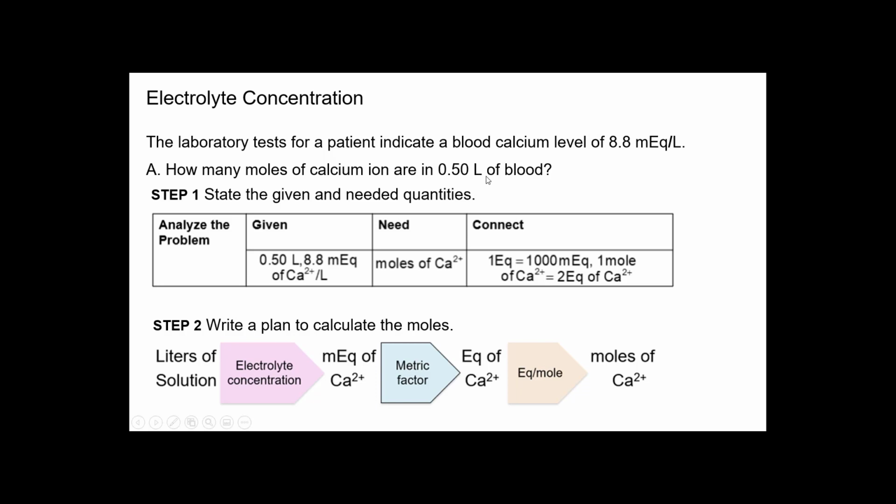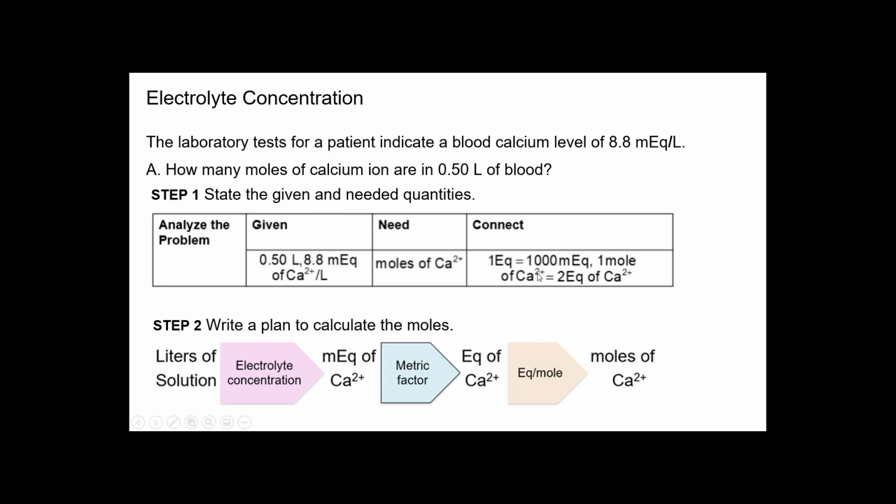So we're given 0.50 liters. That's what we're going to start out with. And then we're also given the blood calcium level, which is 8.8 milliequivalents per liter. We need moles of calcium, because that's what the problem is asking for, calcium ion. And then we need to connect using what we just covered as equivalents.